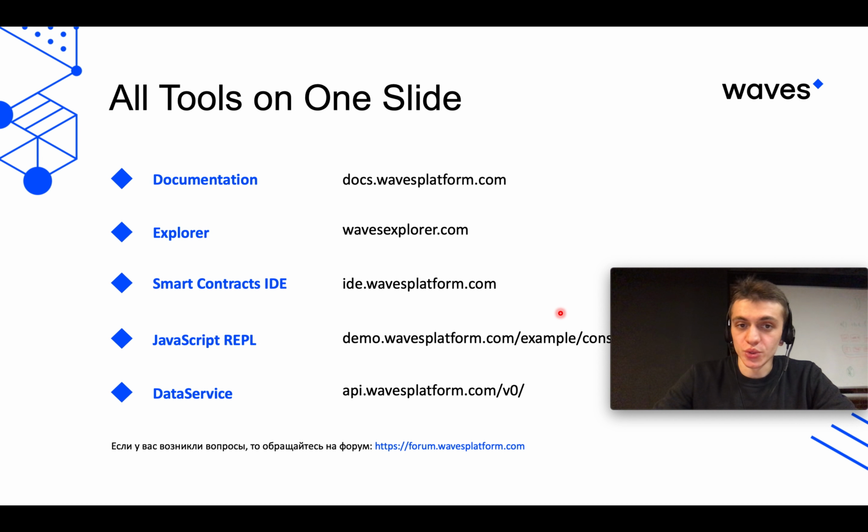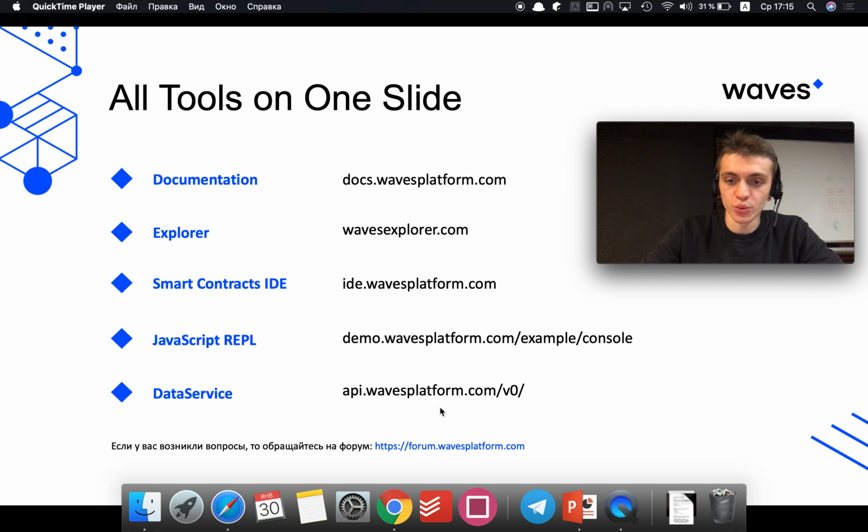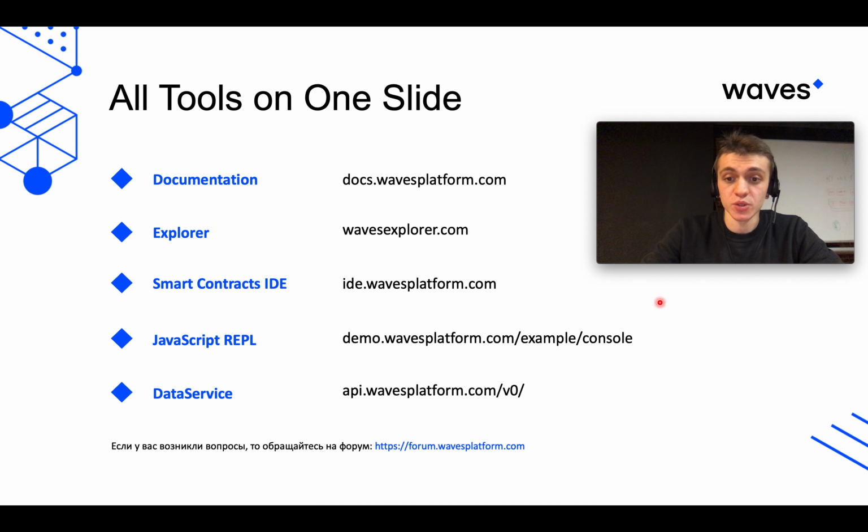Again, all tools on one slide. Documentation at docs.wavesplatform.com, Explorer at wavesexplorer.com, Smart Contracts IDE at ide.wavesplatform.com, and a JavaScript REPL, where you can run some JavaScript code with our JavaScript libraries, like an example console at demo.wavesplatform.com. Data service is a service where you can get some statistics and information about transactions from a relational database, from PostgreSQL. You can also use public nodes for the data service at api.wavesplatform.com.